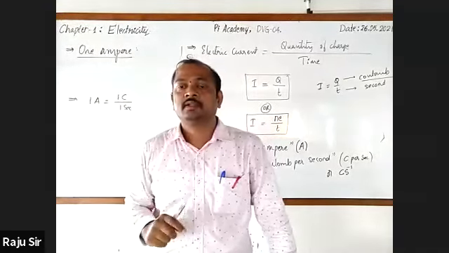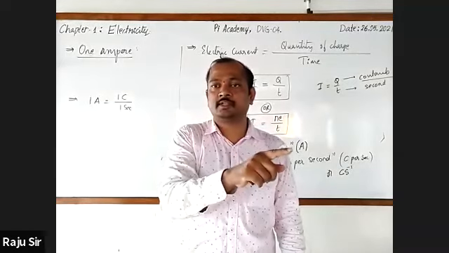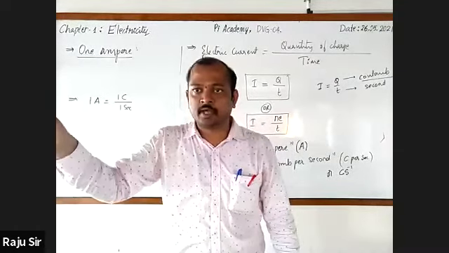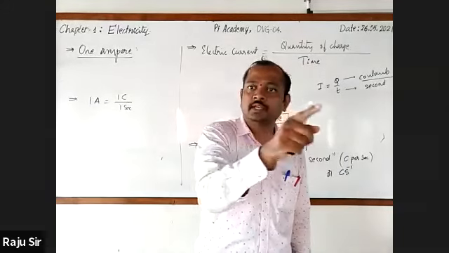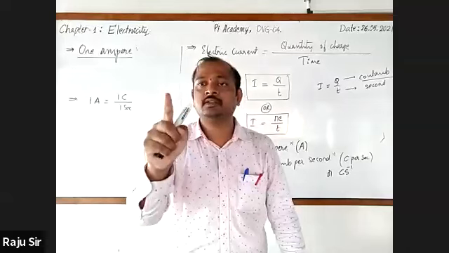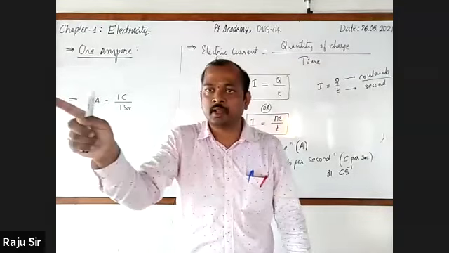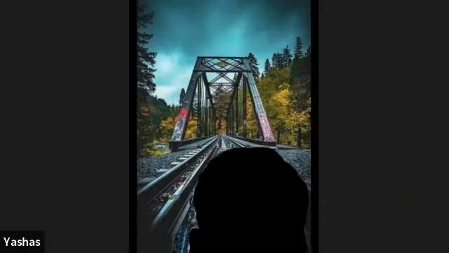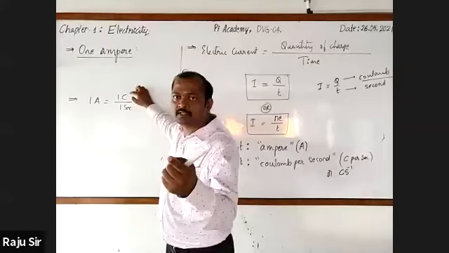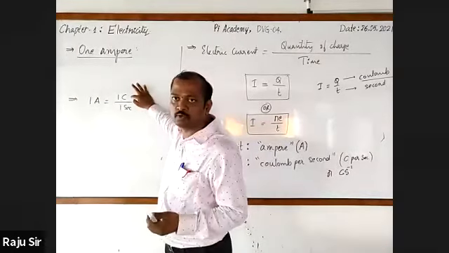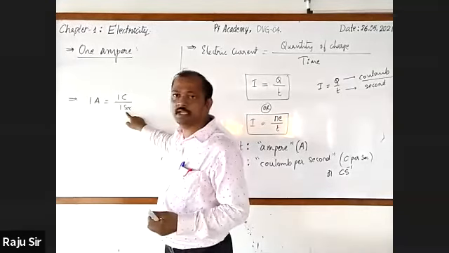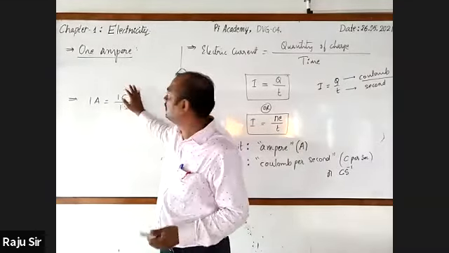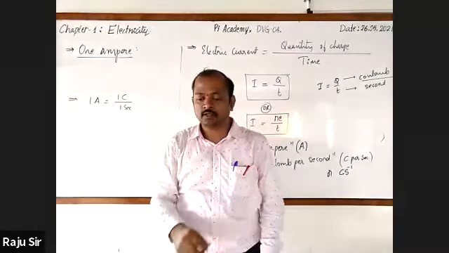Recall the meaning of rate of flow of electric charges. That is the number of charged particles passing through any cross section of the conductor in the unit time. Once again, the number of charged particles passing through any cross section of the conductor in the unit time is electric current. Here, in place of number of charged particles, we have to take 1 coulomb, and unit time, we have to take 1 second.